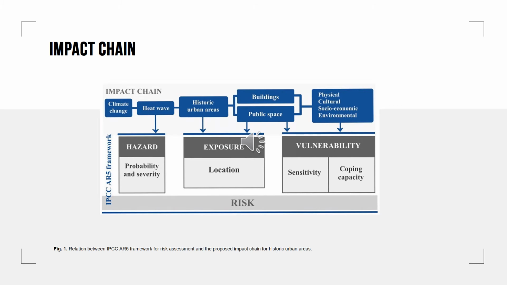The impact chain for this methodology will be, therefore, the result of the mentioned approach and its combination with the AR5 framework from the IPCC, resulting in the impact chain shown in this slide. With climate change and heat waves being the main hazards, the exposure will be the location of the historic urban areas, with the main assets being buildings and the public space. The holistic perspective will be provided by addressing all of the systems within this urban area, which are the physical, cultural, socioeconomic, and environmental systems.